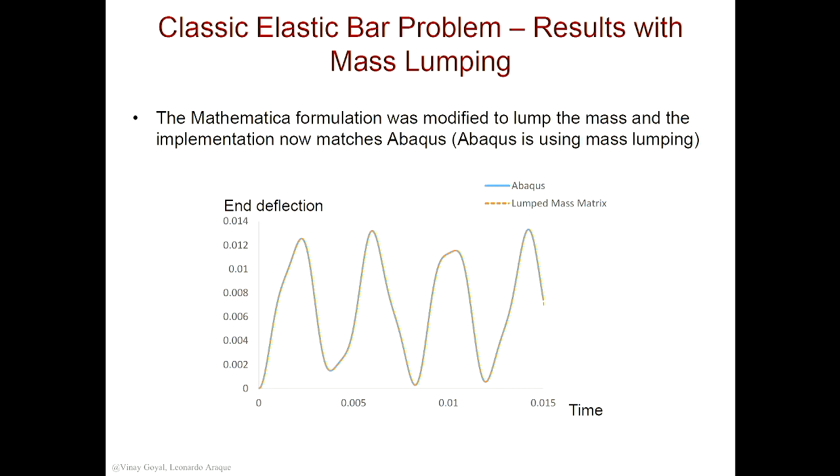Okay, because when I did it, I was using a consistent mass matrix, which was fully populated. I had to invert that, right? And so here, when you lump it to the diagonal terms, there's less work in inverting that. Okay. Any questions in what I just discussed here? Okay.